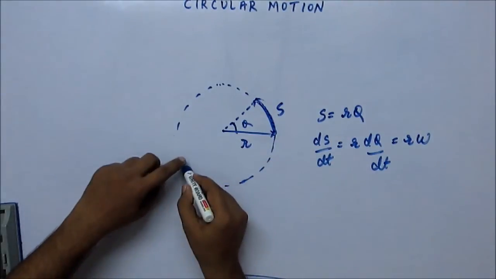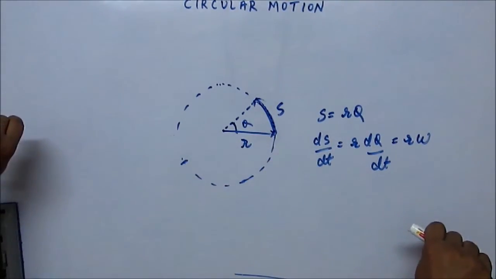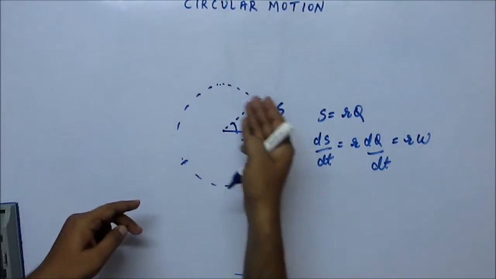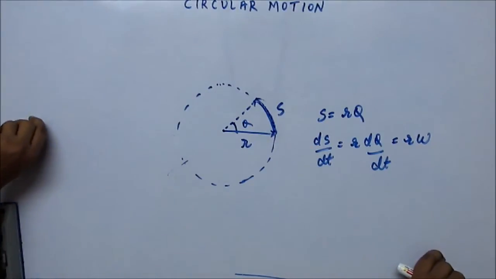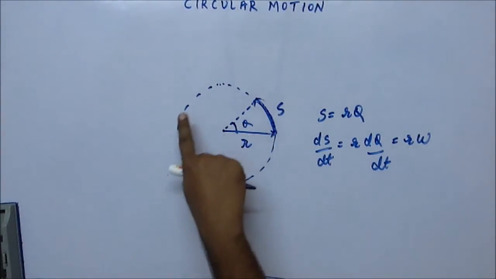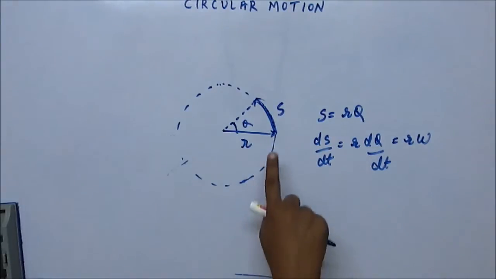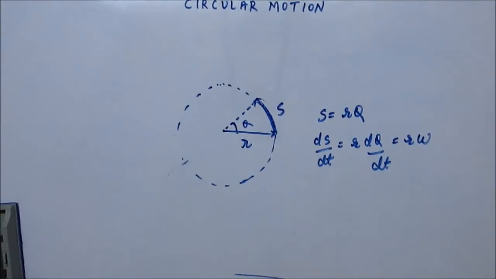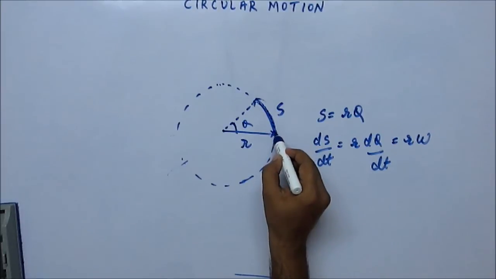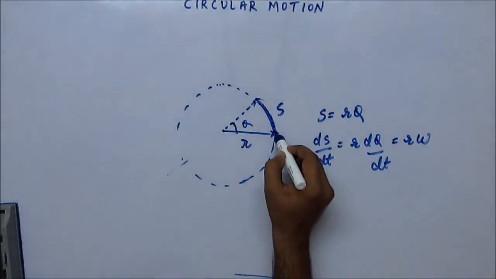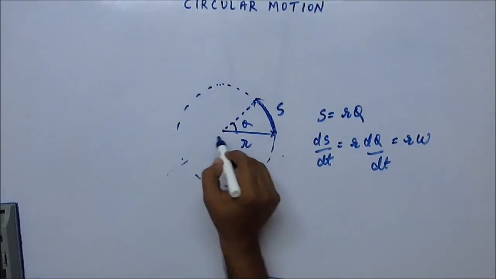If you cut the circle from here and make it straight, the particle is actually moving in a straight line. If you think of it like that, the particle is covering some distance round and round the circle. So this thing ds by dt is the velocity with which the particle is covering some distance. So this is the linear velocity of the particle, or in this case we'll be calling it the tangential velocity of the particle, because the particle is always moving on the circle. So the displacement will always be perpendicular to the radius.